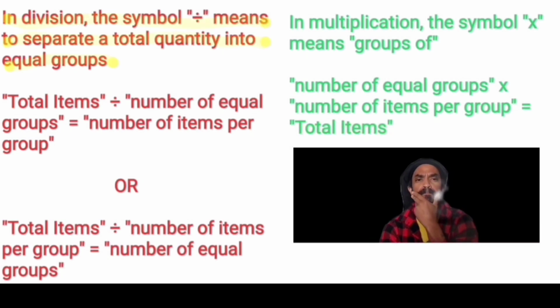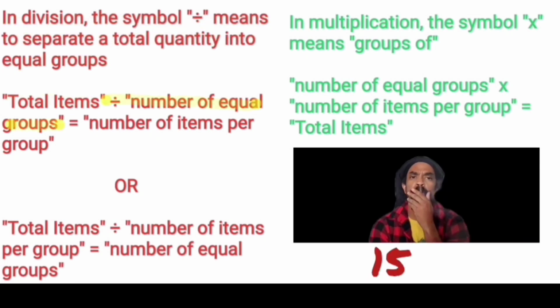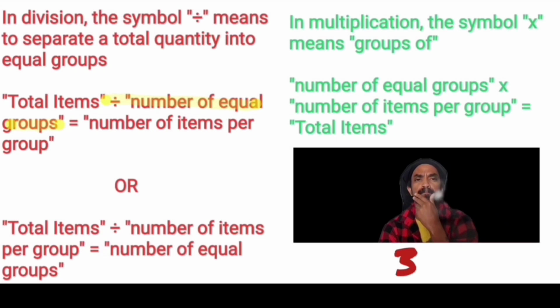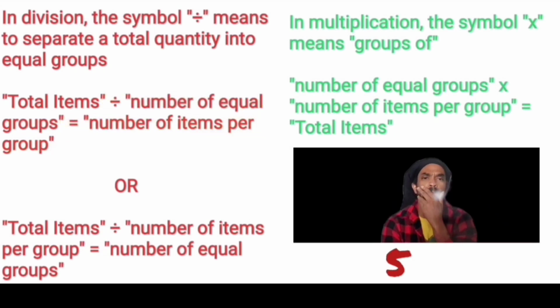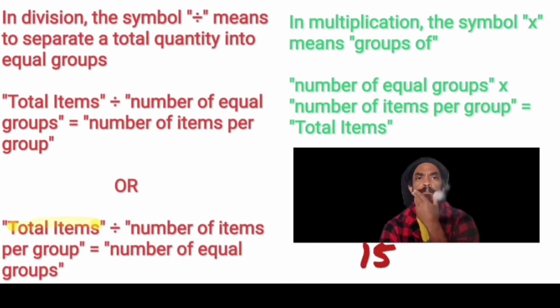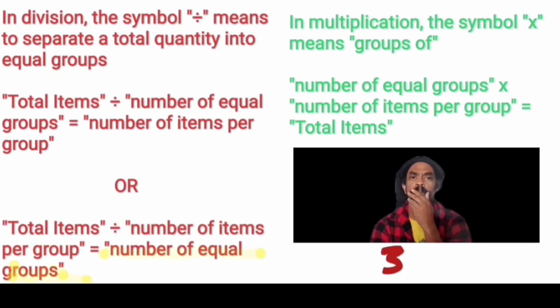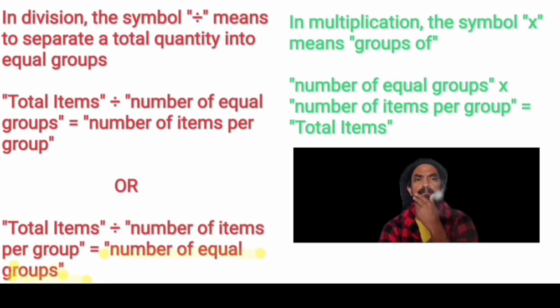Whereas in division, dividing means to separate that total quantity into equal groups, meaning 15, the total items, divided by 3, the number of equal groups, equals 5, the number of total items per group. Or 15 total items divided by 5, the number of total items per group, could equal 3, the number of equal groups. So it could be two different ways when it talks about division.